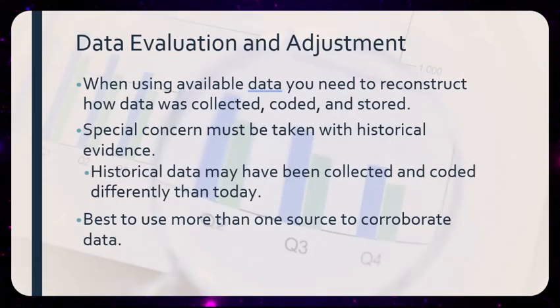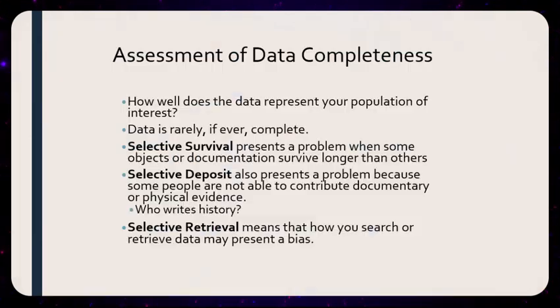As I mentioned earlier, when we find data, we need to be able to reconstruct how the data was collected, coded, and stored. And this is especially true with historical evidence. In fact, historical data a lot of times has been collected and coded in a different way than it would be today. So, particularly with historical data, it's best to have more than one source for your information in order to corroborate your data. If you can get multiple sources to agree on the same thing, then you'll feel much more confident than if you are getting multiple different stories from multiple different sources.